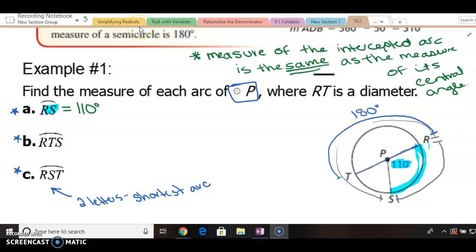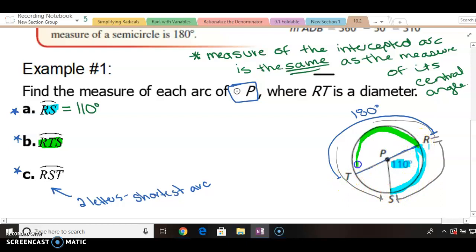All right, so here we want to find the measure of arc RTS. Now, when there are 3 letters, we go in the order in which they come. So RTS, if we go this way, would be RST. So we're going to go this way, RTS.